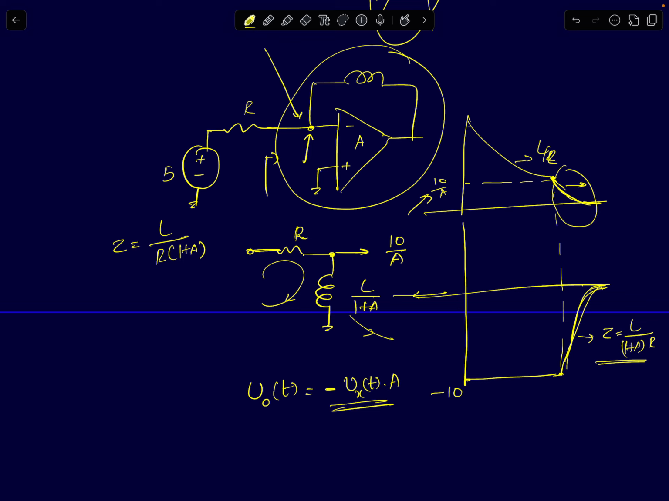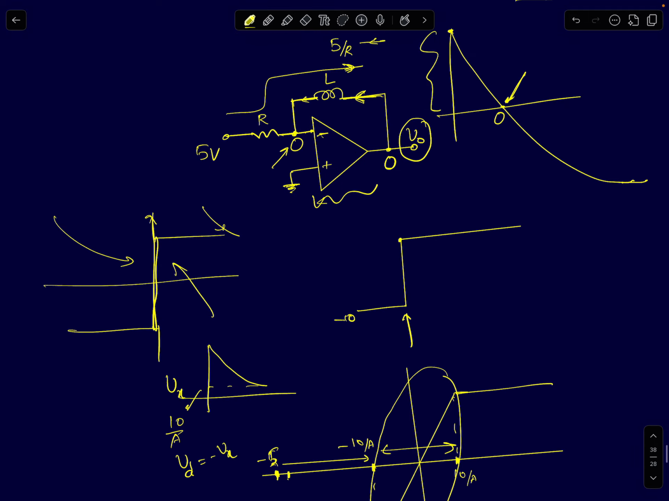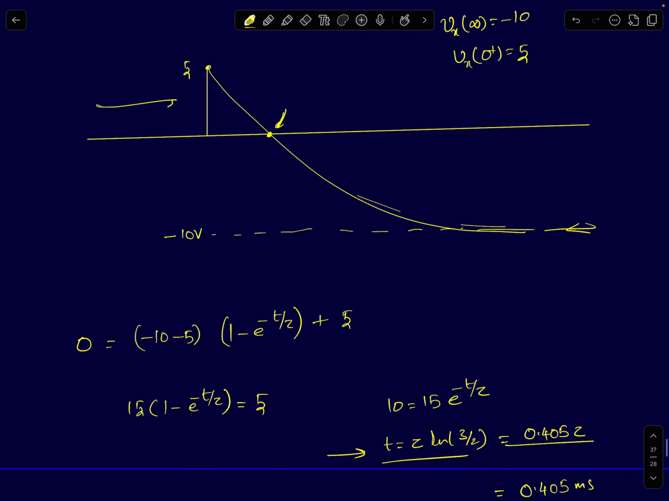And if you assume A equal to infinity, we said that you can model this time constant as going to 0, which means it will immediately drop from minus 10 to 0 volts. So this is what happens in this circuit. And if you want to exactly find the width of this pulse, or the time at which the output signal goes from minus 10 to 0, you can use our standard first order equations.